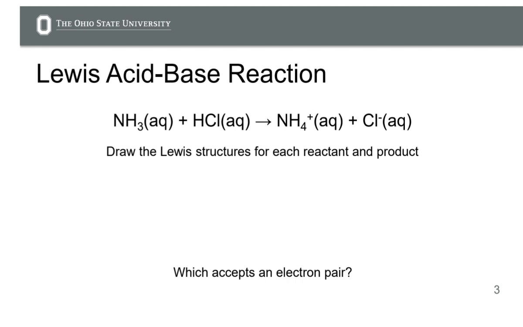And so actually, let's have you try that. I'm going to come back to that here in a second. Take a couple minutes, talk with your neighbor. Draw the Lewis structures for ammonia, HCl, ammonium, which is NH4 plus, and chloride ion. All right, so see if you all can remember how to do that.